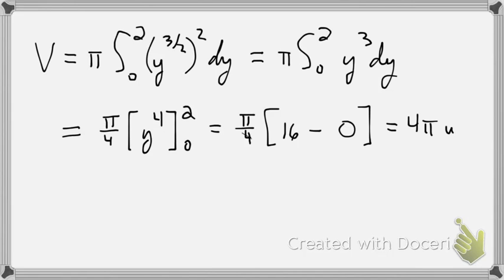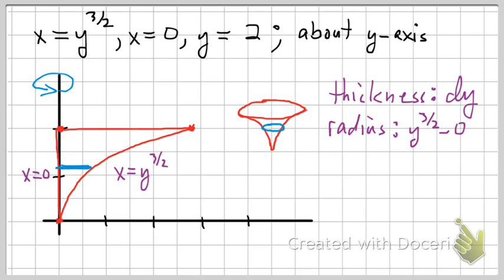Four pi units cubed. The volume of that tornado, 4 pi cubic units. It's not a big tornado. It's a little mini one.